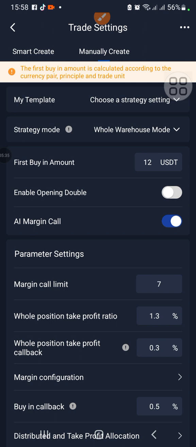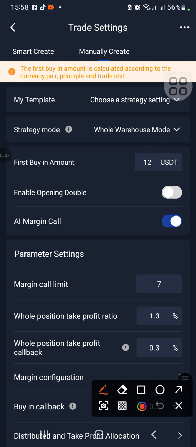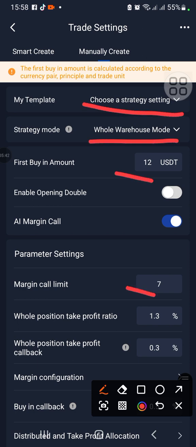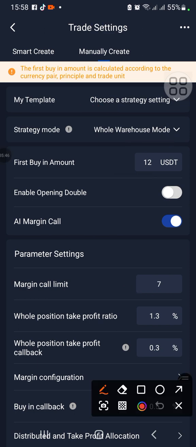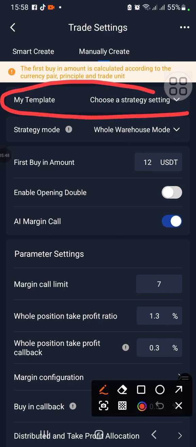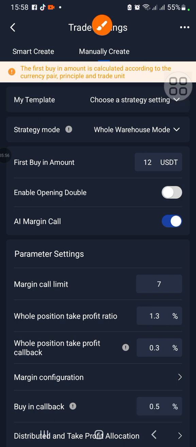Okay, so when I come here, I'll see all these different sections. I'm going to tap on choose a strategy on my template, because I've already set up a strategy I want to use. So I'm going to tap on choose a strategy.